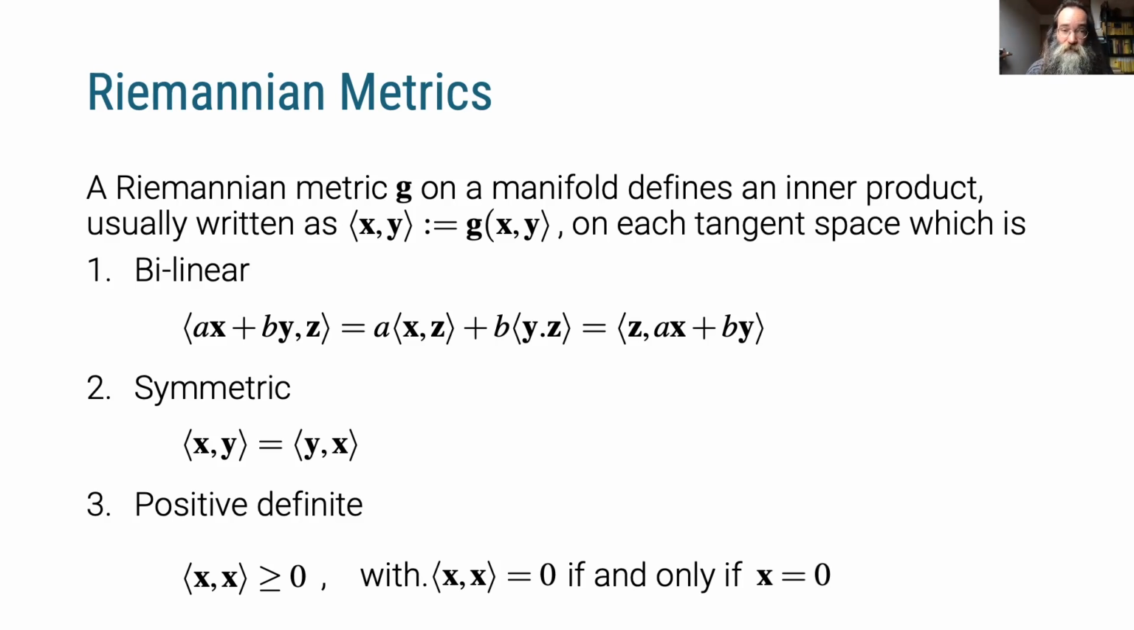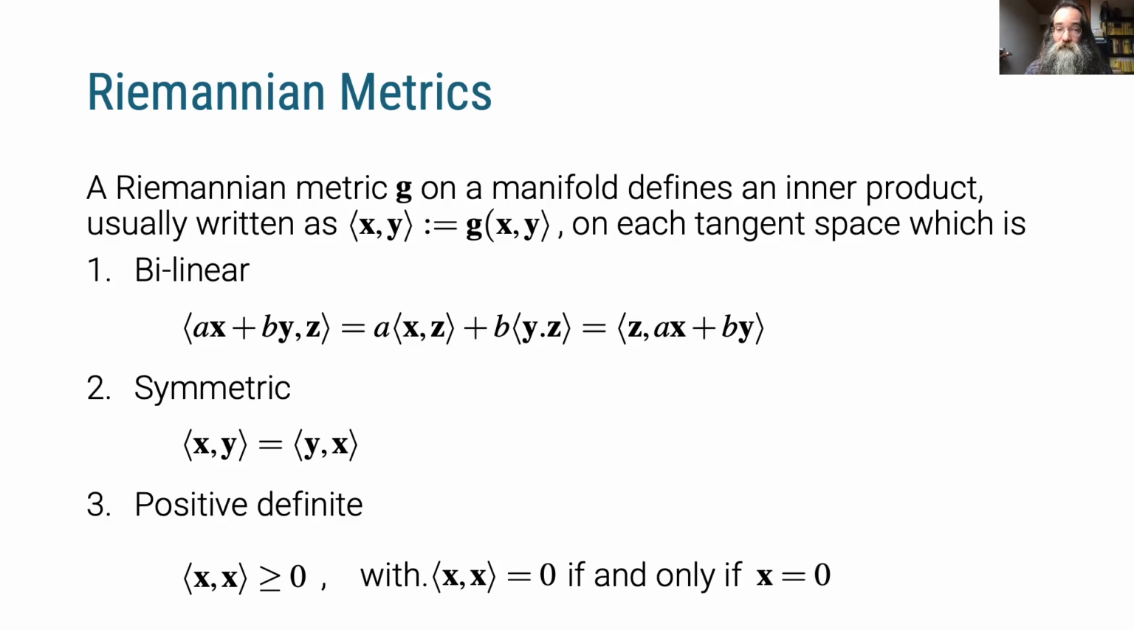The first is that it's supposed to be bilinear. That is, you can split a linear combination in each entry. The second one is supposed to be symmetric, which means that the inner product of x and y is the same as the inner product of y and x. And the third one is that it's positive definite. So the inner product of the vector with itself is always greater or equal to 0. And it is 0 if and only if x actually is the 0 vector.